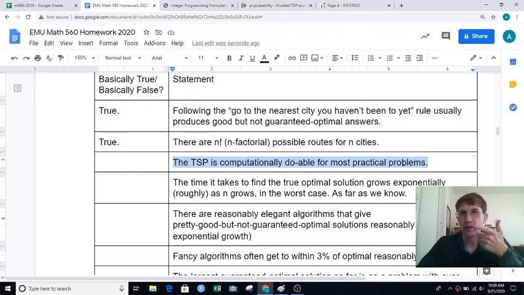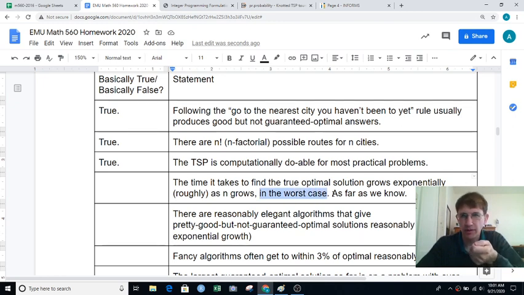Well, it turns out that we don't just list all possible routes and evaluate all of them. There are algorithms that can shortcut and throw out bunches of routes. So it's basically true that computationally the TSP is not a hard problem. There are algorithms that do a good job for us most of the time. How about: to find a guaranteed true optimal solution, that time grows exponentially in the worst case. That's true as far as we know.